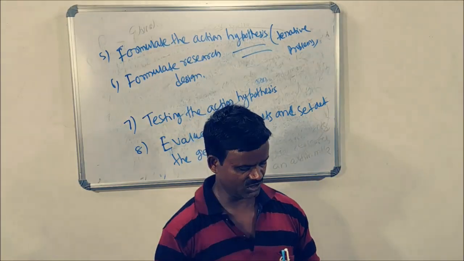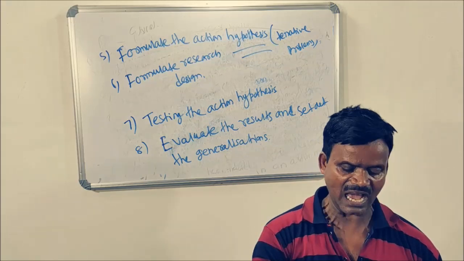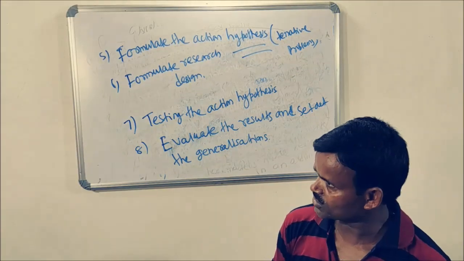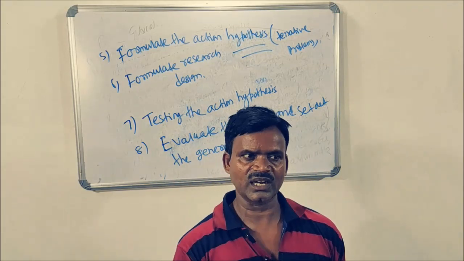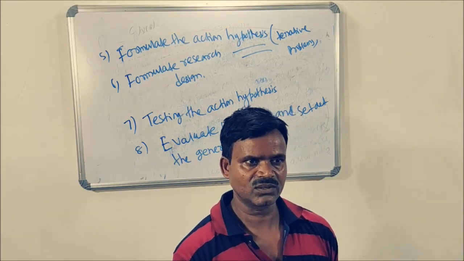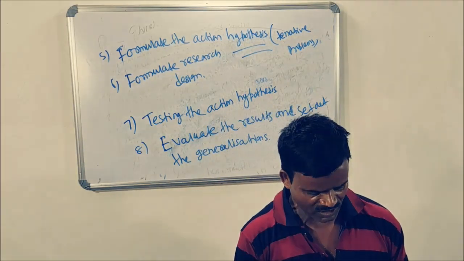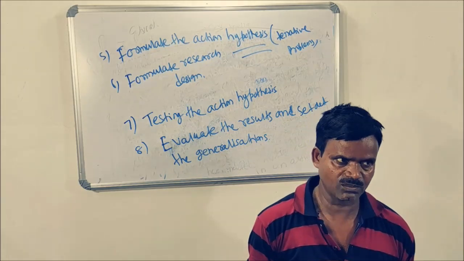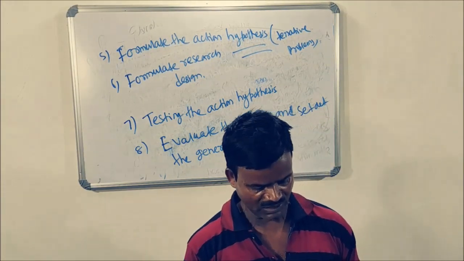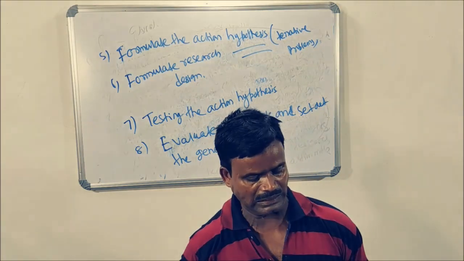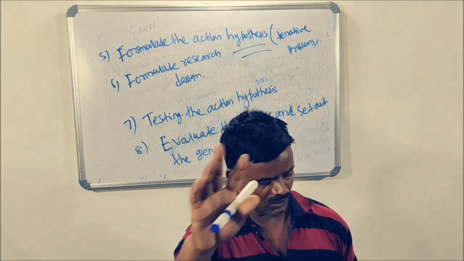Next, step 5, formulate the action hypothesis. Hypothesis, what are the tentative causes? What are the tentative factors that are responsible for slow progress of English of class 8? Next, step 6, the action researcher now designs the research design to test the hypothesis.